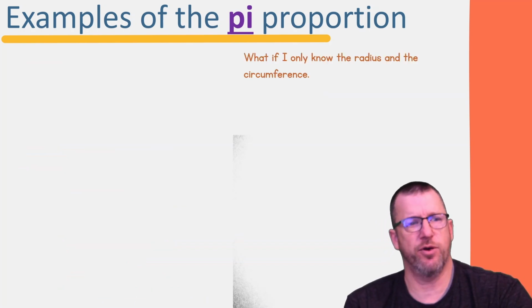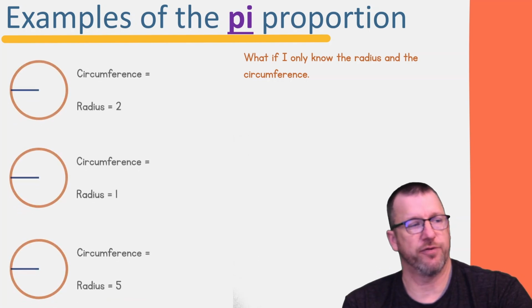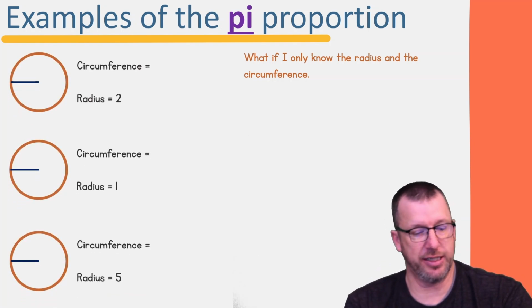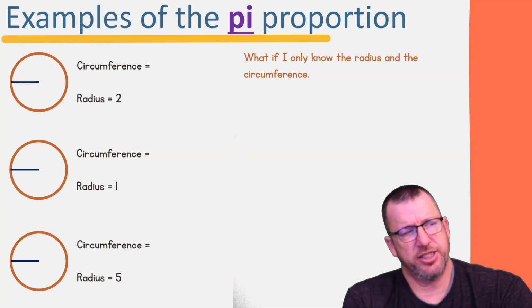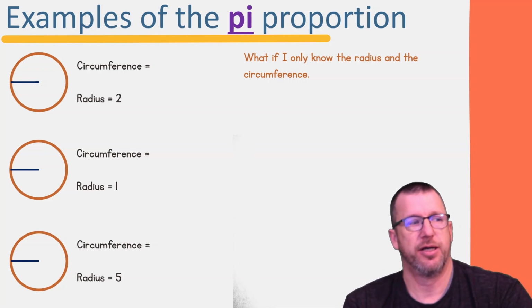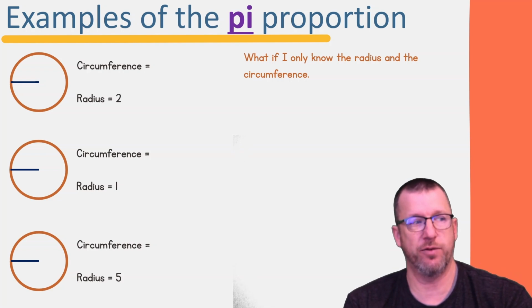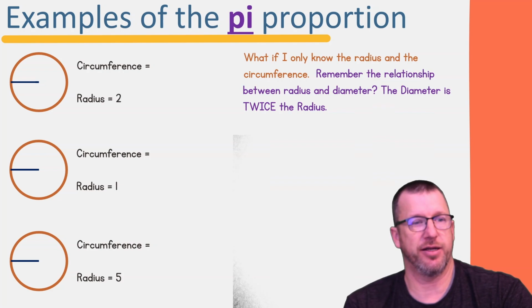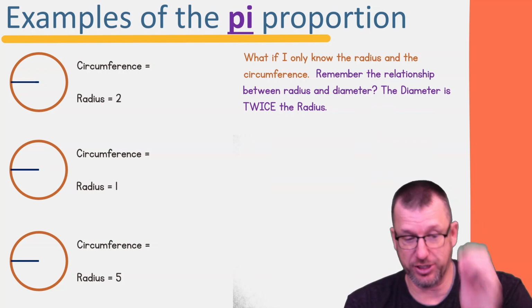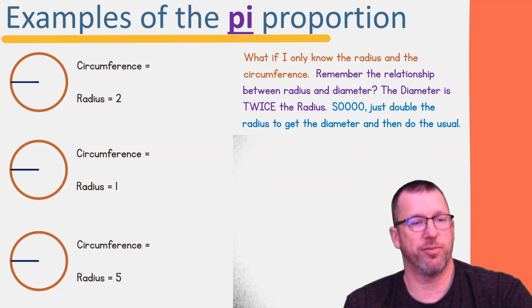Okay, but what happens if you only know the radius? If it gives us the radius and circumference, look at these scenarios. Can we solve them from here? No. Yes. What's the relationship we know about radius and diameter? Because in that last slide, all we did was take circumference divided by the diameter. Well, we need the diameter again. How do we find the diameter? Well, it's twice as much as the radius. So with each one of these problems, we're just going to double the radius so we know the diameter.